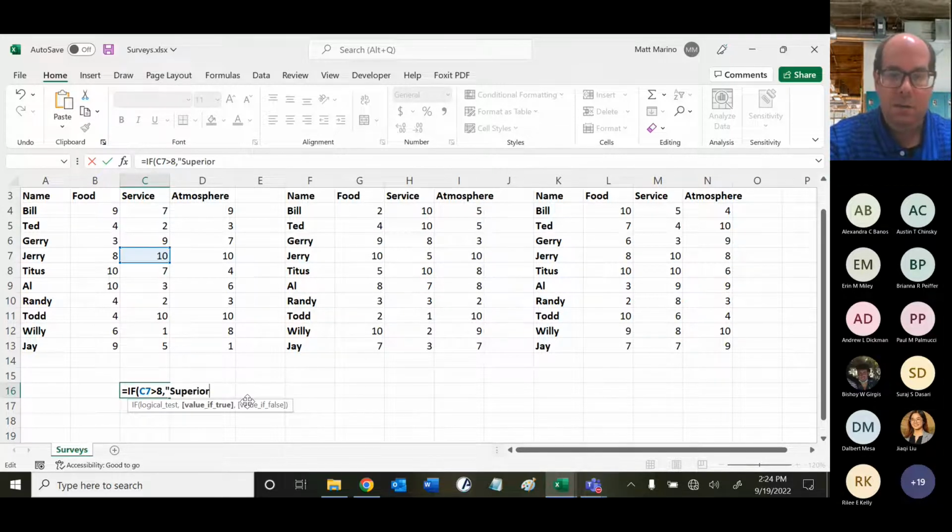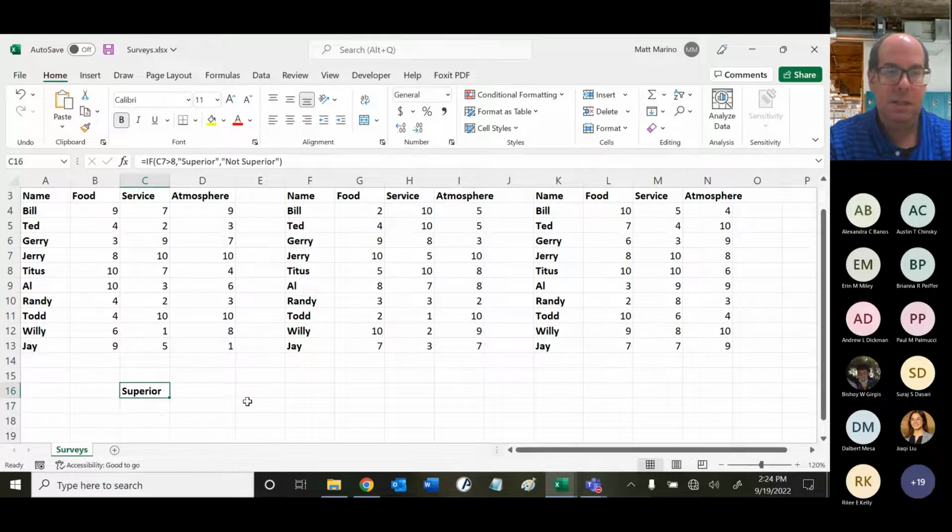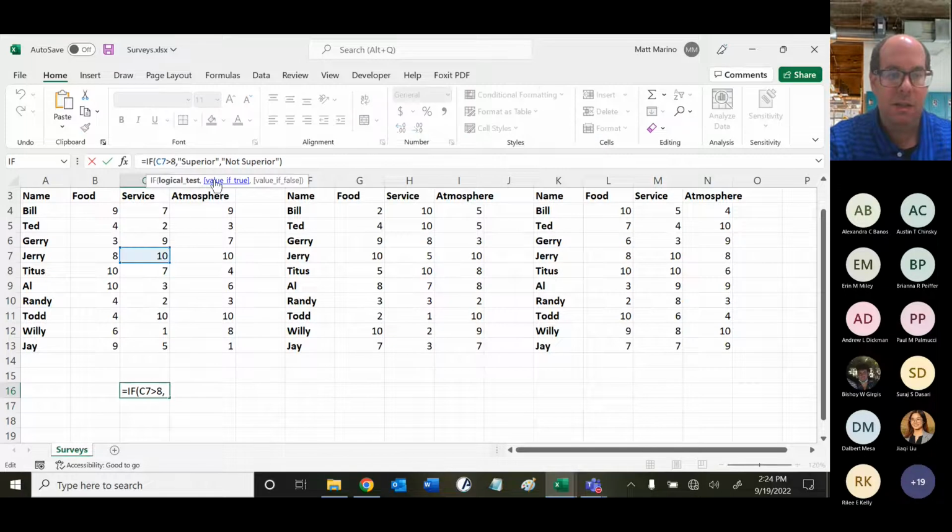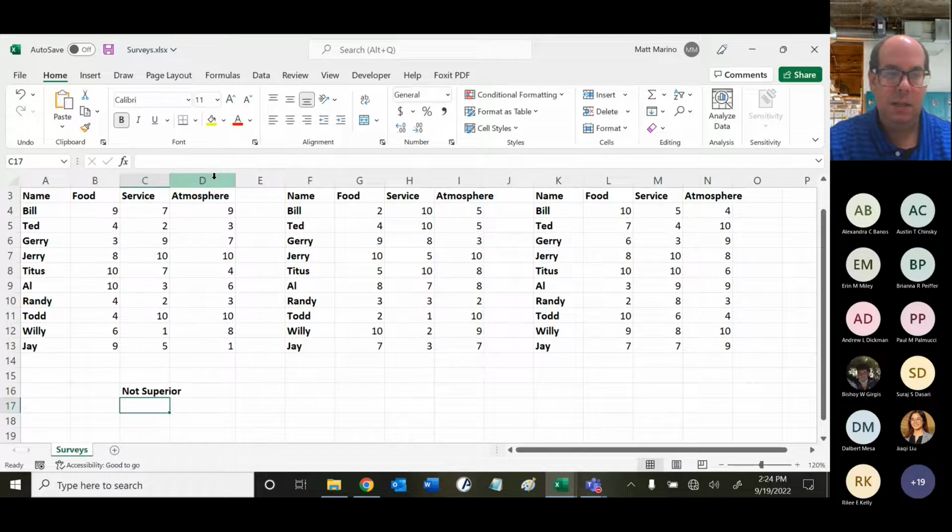Instead, we do superior for true. So we put that in quotes and then a comma, and then we have to say what is the false. So if we just left it like this, it would say false. Instead, we put not superior in quotes and then close it out. Okay, thank you. So in this example, because C7 is greater than 8, it's superior. If we say, is it greater than 11, it'll say not superior.